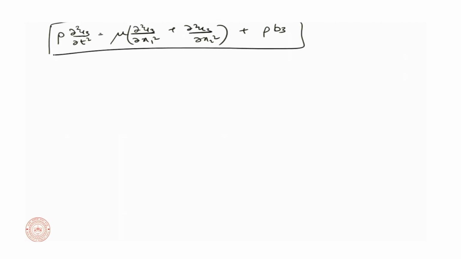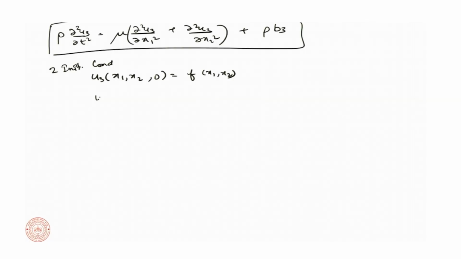To solve this, we need two initial conditions. The first is u3 at x1, x2 at time 0, which is a function of x1, x2. That is our initial condition: say the body is not flat initially, there is some stretch or some dome. And u3 dot, that is our time derivative, is equal to g of x1, x2.